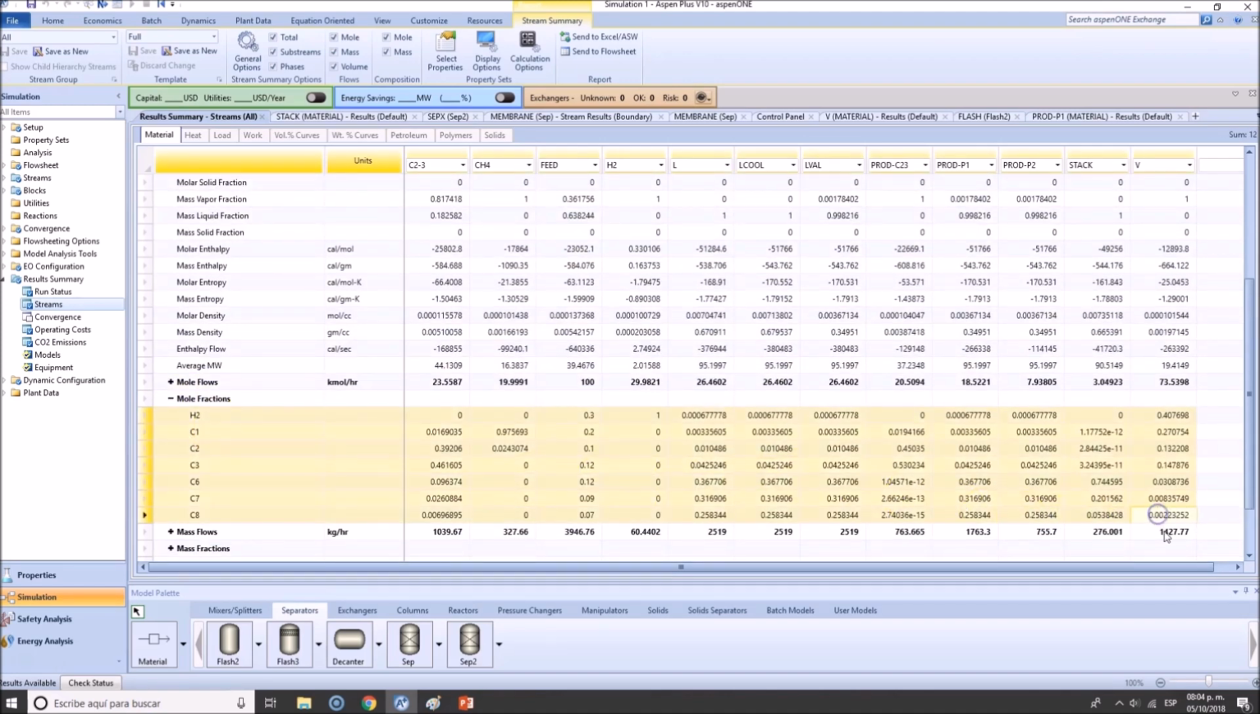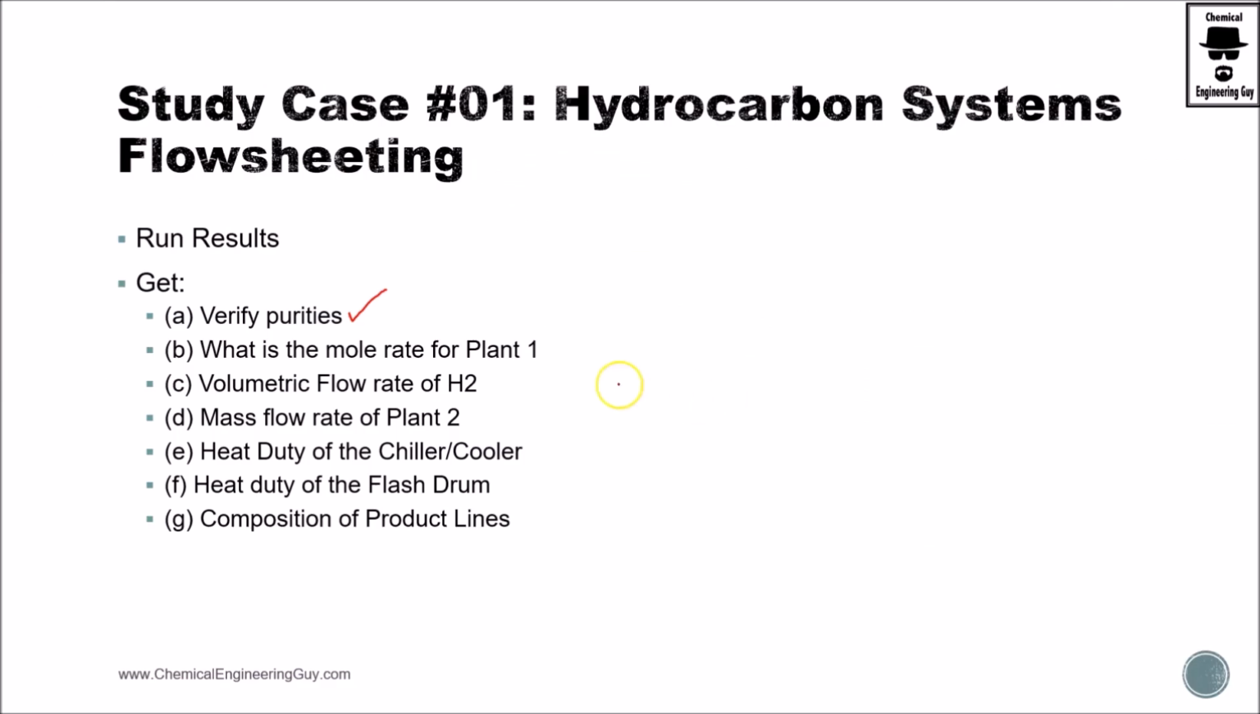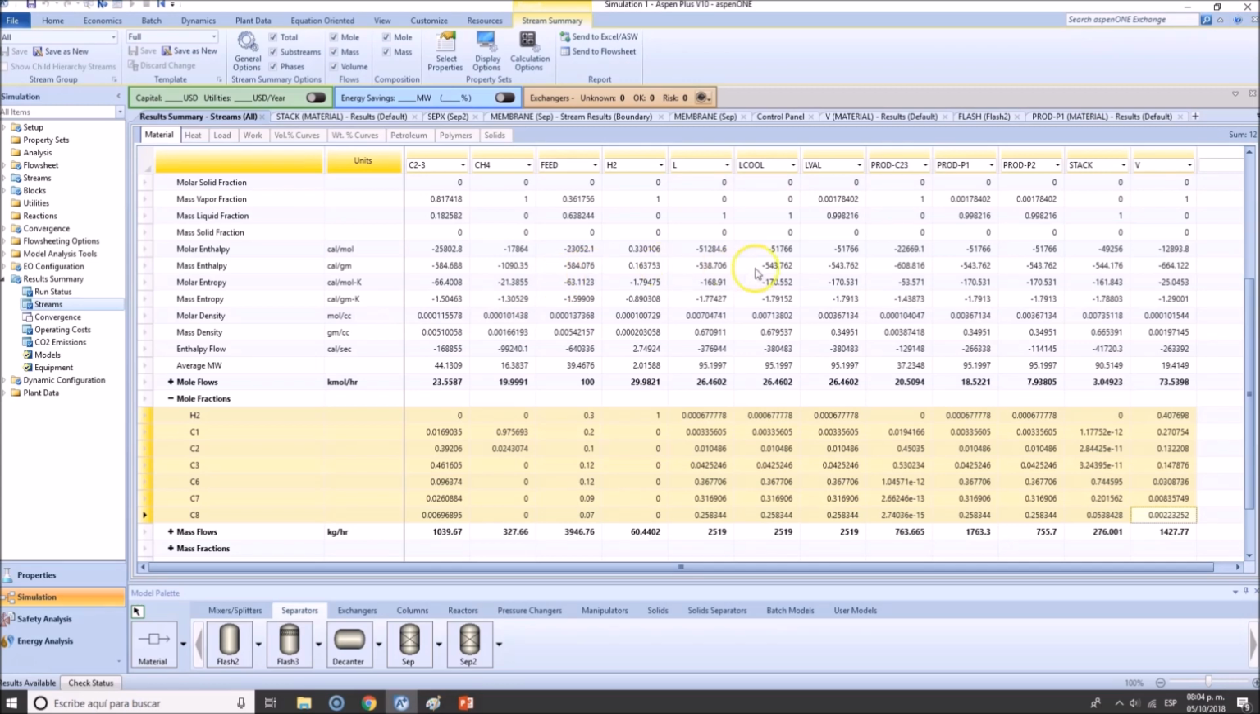So whenever your boss or the senior or the project leader asks you for something, you say, yeah, what do you want? You want the composition of hydrogen in our final specification going to plant number one. So this is plant number one, product line. We're talking about hydrogen, so this is the amount. It's 0.0006. So technically speaking, 0.07%.